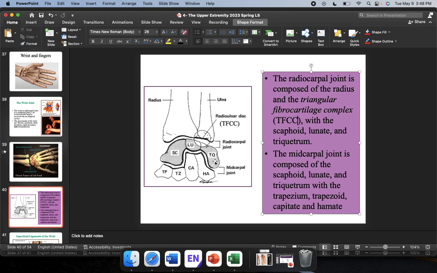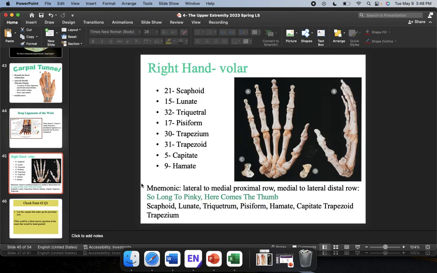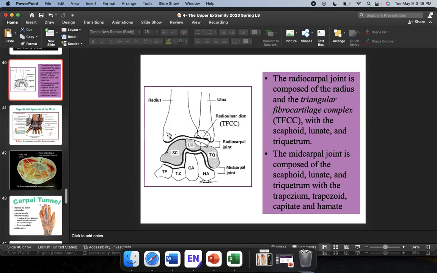Then we're going to have our proximal row of carpal bones and our distal row of carpal bones. You might be thinking right now, well, where is the pisiform on this diagram? I'm going to come down here to this volar view of the wrist. So the pisiform, which is right here, is part of the carpal bones.